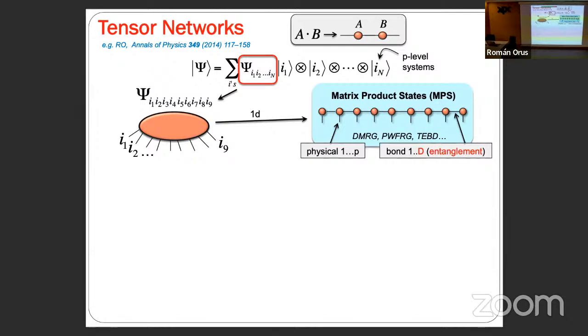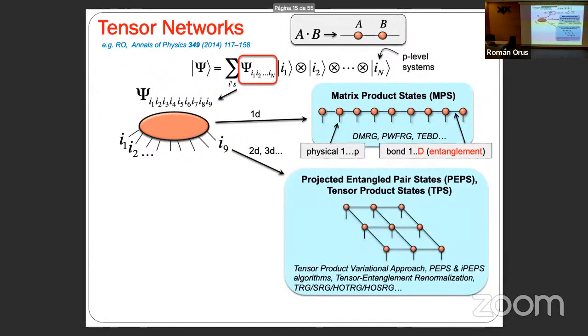Now, having a look into more detail at what these bond indices actually represent, one can prove that they are related to the entanglement in the wave function. They go up to a parameter called capital D, and this capital D is actually a measure of entanglement in the quantum state that you have. So there is a full theory behind this on how to characterize entanglement, and it has to do with these bond indices that we're introducing here.